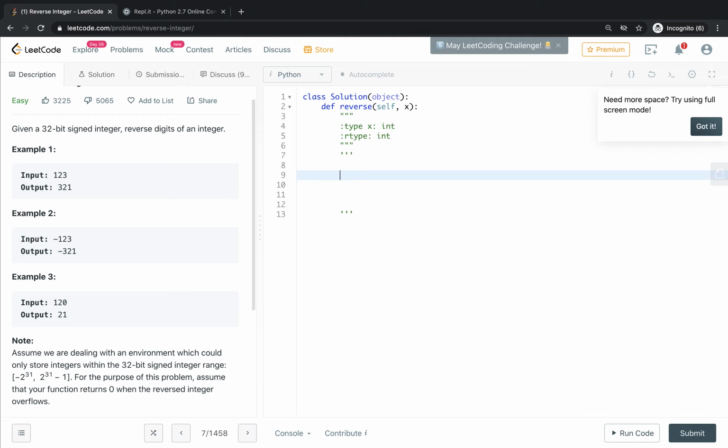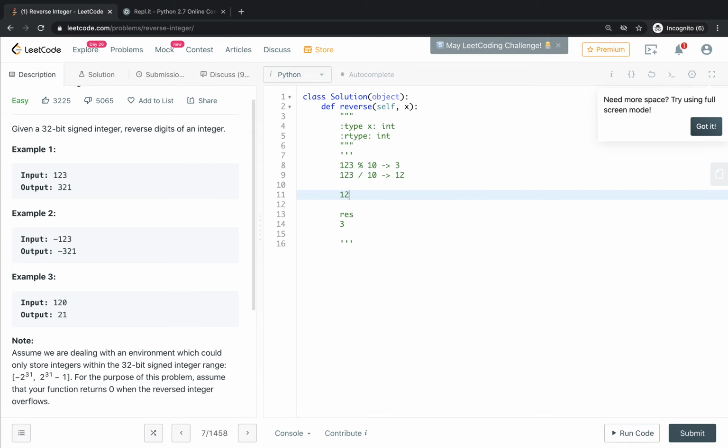So it's pretty simple. What we do is, with 123, to take the 3 off of it, you mod with 10, you get 3, right? And so then you take that 3 and you put it on your result. And then you divide by 10, so you end up with 12. So 123 divided by 10, you end up with 12.